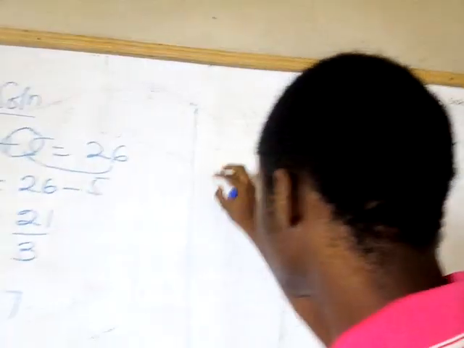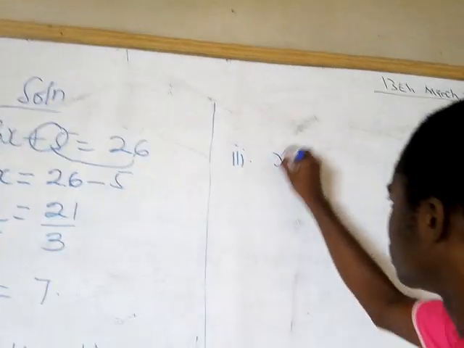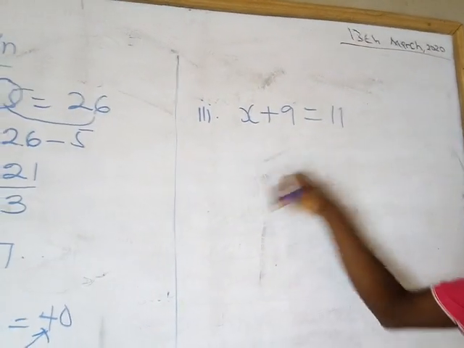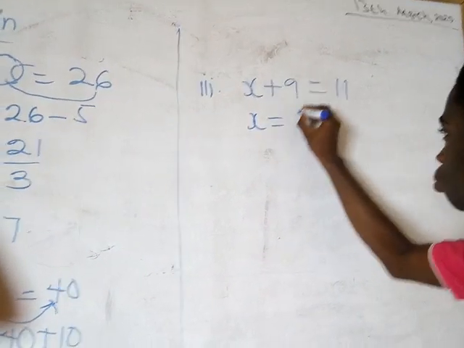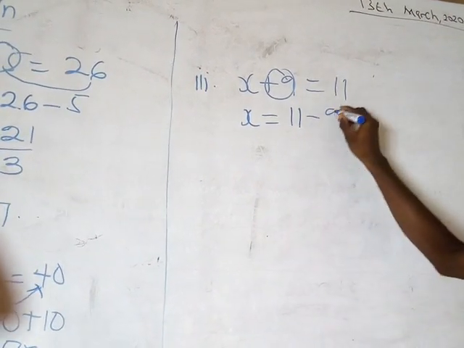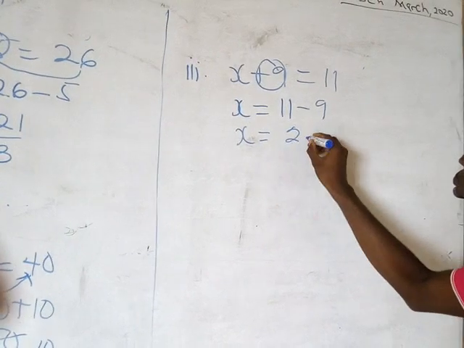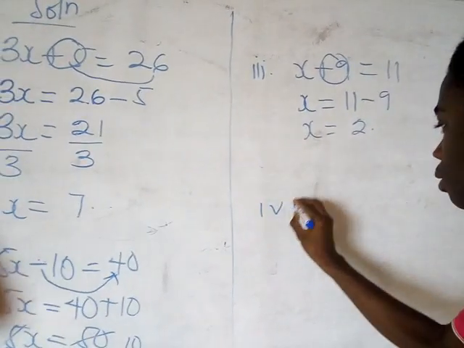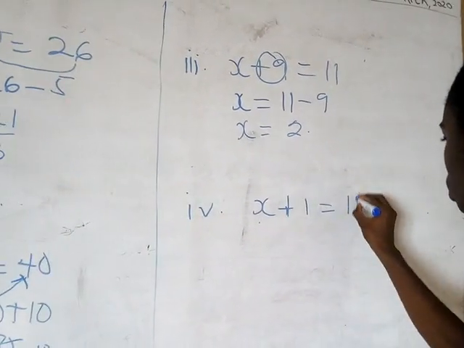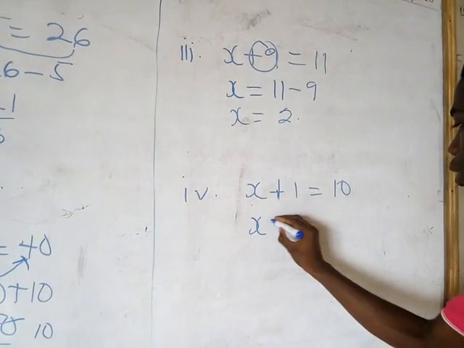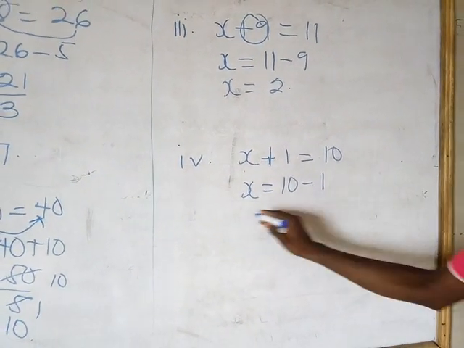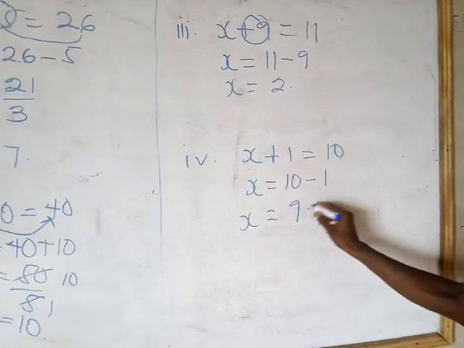Let's look at the third example, sorry. The third example is x plus 9 equal to 11. The same thing as the other one. We're going to group like terms. So x equals 11. This positive 9 crosses the equal to sign and becomes negative 9. So x is equal to 2. Let's look at the next example. That's x plus 1 equal to 10. So x equals 10 minus positive 1, which crosses the equal to sign and becomes negative 1. So x is equal to 9. That's all.